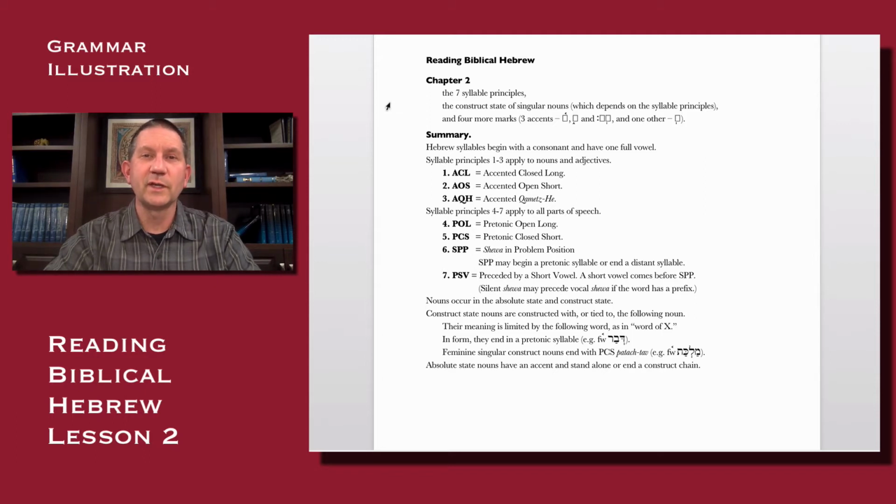We have also covered the construct state of singular nouns, which depends upon the 7 syllable principles. And then in this chapter we have an objective of learning 4 additional marks. These are part of the accent system. We referred to them in the introduction, and then of course they're covered in your textbook. But I thought it might be nice to look at a biblical passage and see these marks in that context.